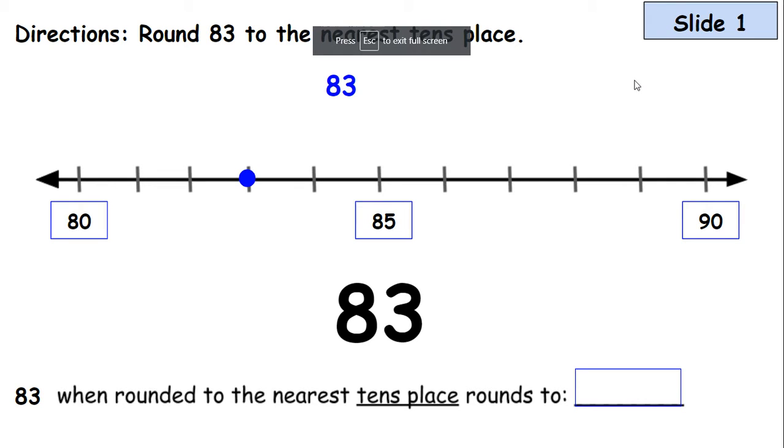Now we can look at our number line and see that this point that represents 83 is much closer to 80 than it is to 90. So that means that 83 is going to round down to 80.